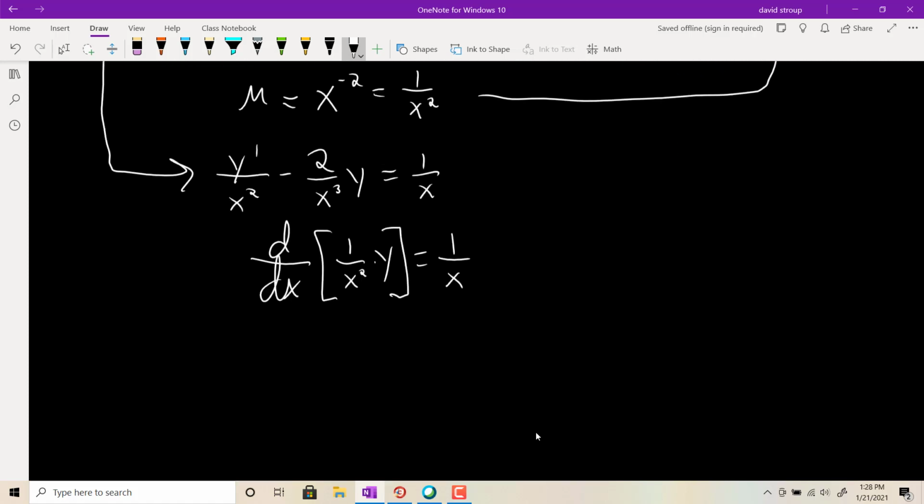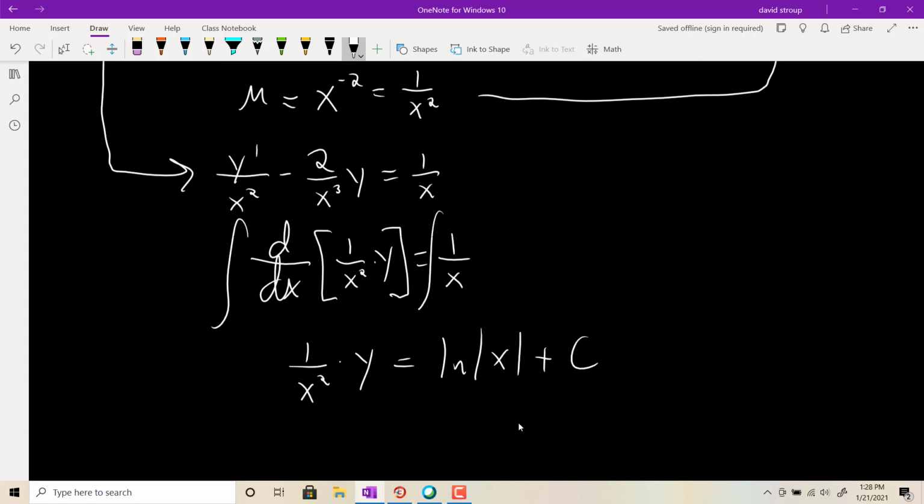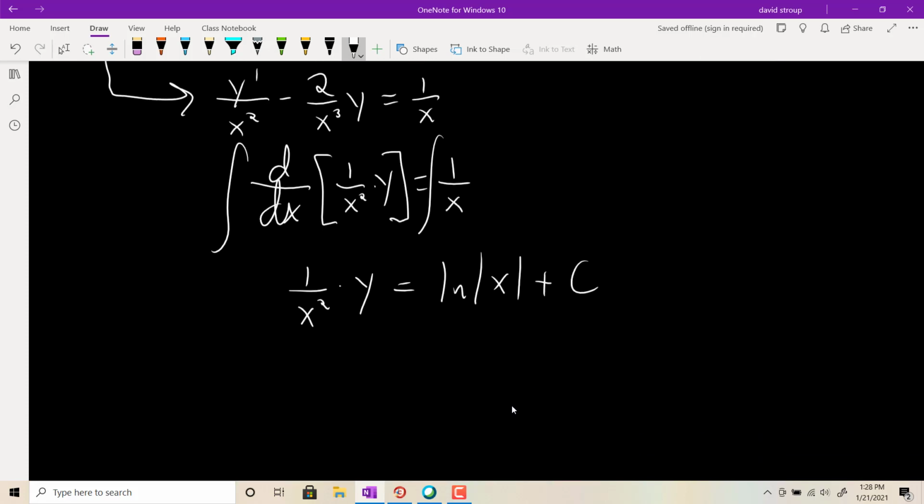Integrate both sides with respect to x. On the left, the integral and the derivative cancel. We have 1 over x squared times y. On the right, that's a natural log, absolute value of x plus c. And then finally, if you want an explicit solution, you can multiply everything by x squared. You end up with x squared ln absolute value of x plus c times x squared. And again, this constant won't absorb the x squared. You'll get a different picture if you did that.